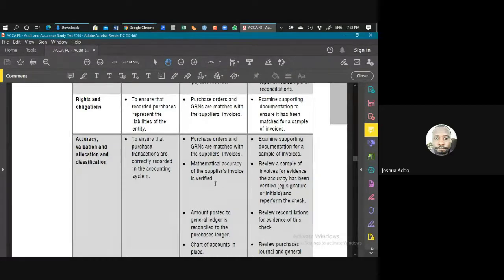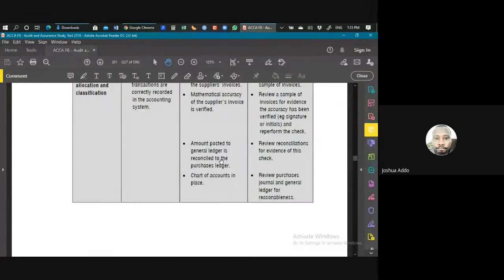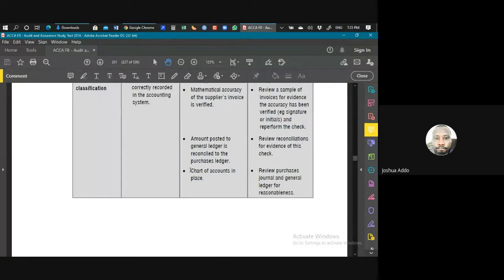We can do recalculations, reperformance. So these are the audit procedures or test of controls the auditor can do to confirm that these controls are there. Amount posted to general ledger is reconciled to the purchase ledger. Chart of accounts in place to make sure that there's correct classification.